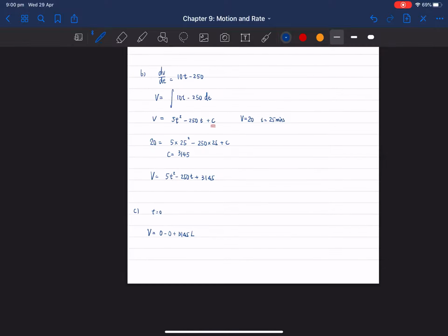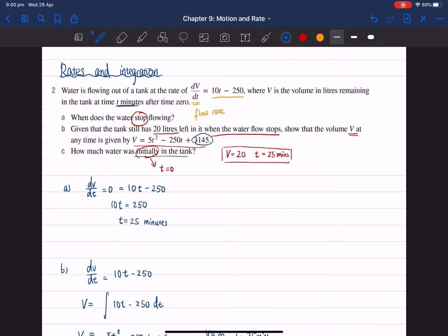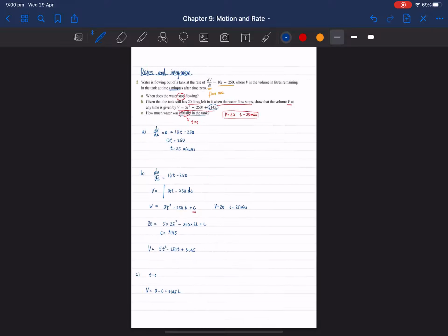Okay, so that's how we do this first question. It's a really simple, easy question. As long as you understand and are able to identify the key information from the question, then you should be able to just integrate, do some substitution to work out the value of C, and complete the question. Quite an easy question. Okay, I'm going to move on to the second question.